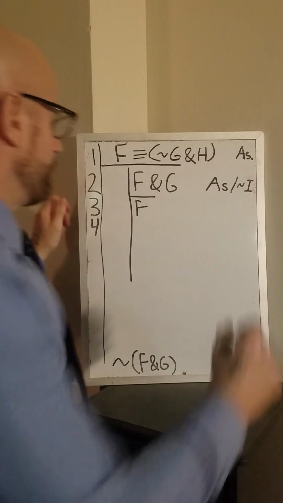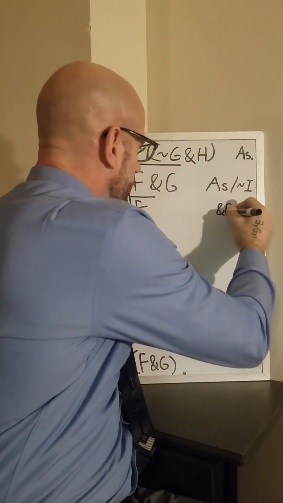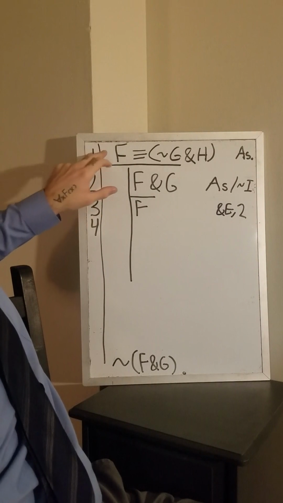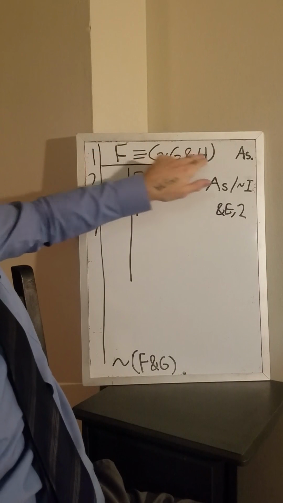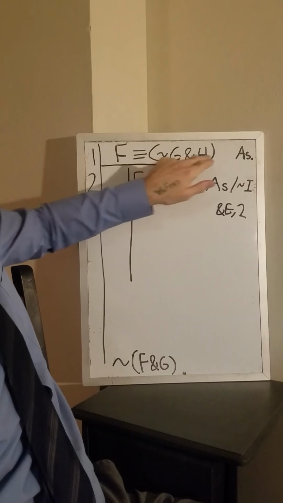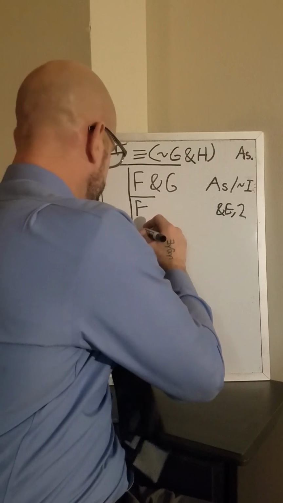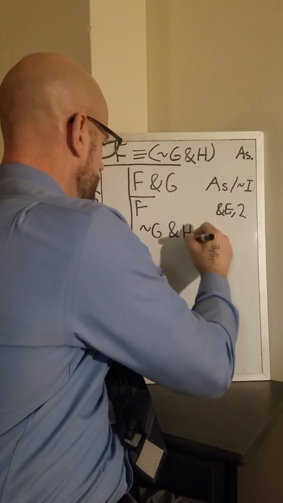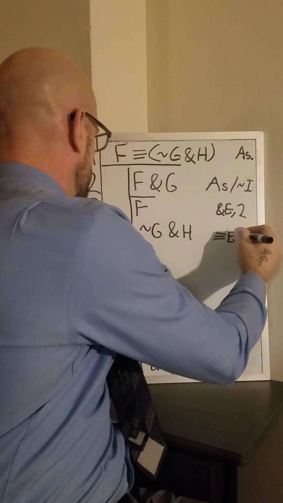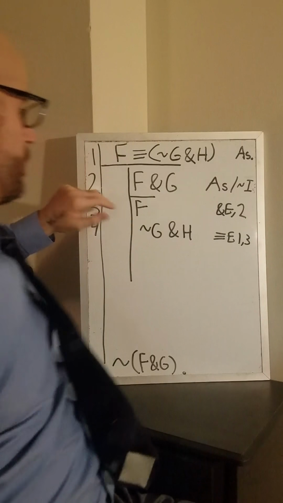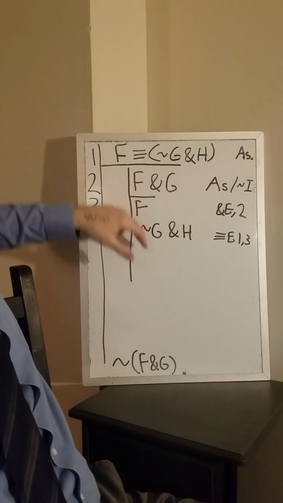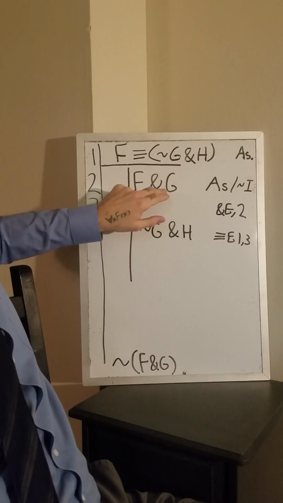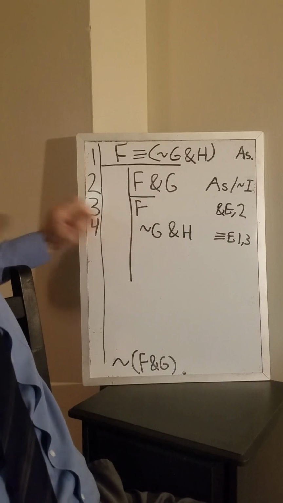Well, if we have F, which we're getting by conjunction elimination on line 2, then we can get this because F is equivalent to not G and H. Once again, we can reach out of the box. We just can't go back into it once we're done with it. But we have not G and H, so now we can get a contradiction here.